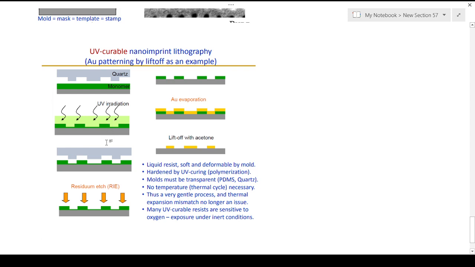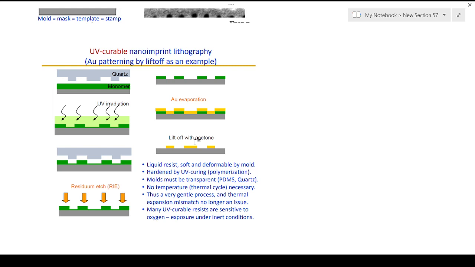You can remove the mold afterwards, and after taking it out you can see that there will be a residue of the resist, and this will have the patterns over here. Now you can deposit gold by evaporation over there, and you can lift off the other materials like the monomer by using acetone. So if you want to pattern gold in this fashion, you can utilize this method.